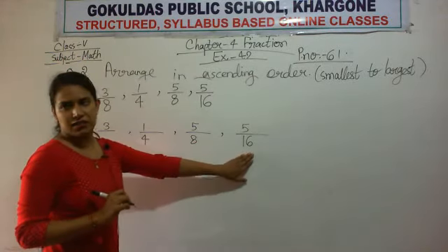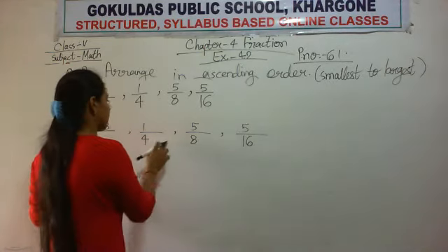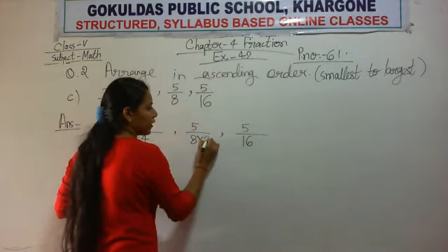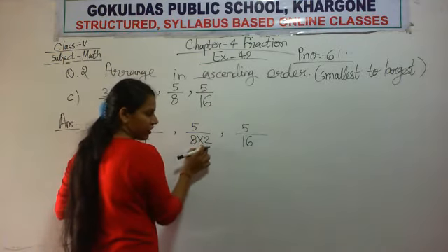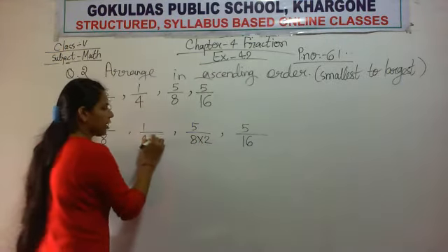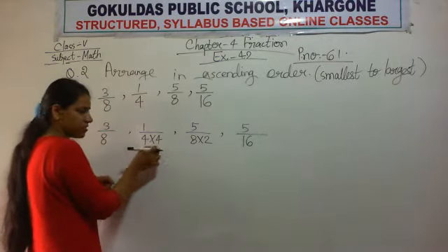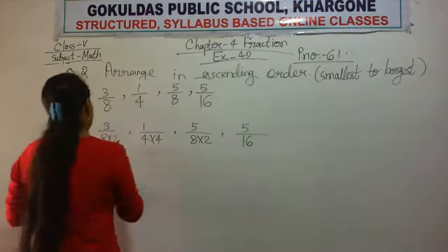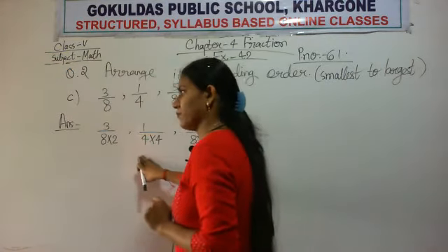As 16 is the largest denominator here, let us make these denominators also 16. So if I multiply 2 with 8, my denominator will be 16. If I multiply 4 with 4, my denominator will be 16. If I multiply 2 with this 8, my denominator will be 16.